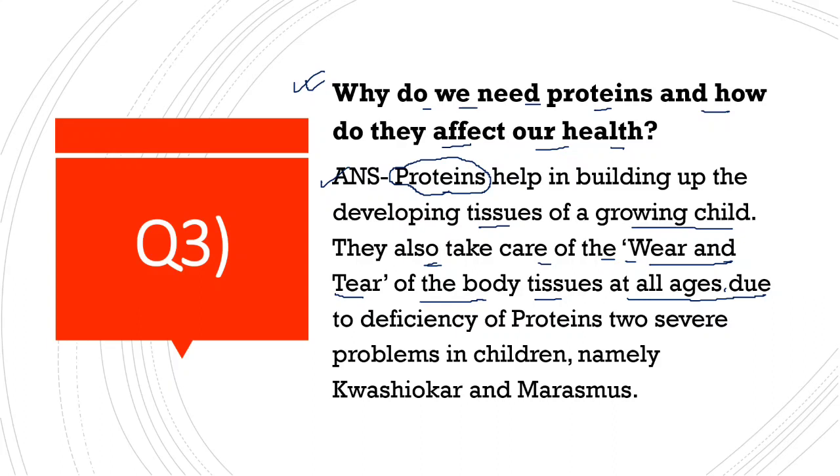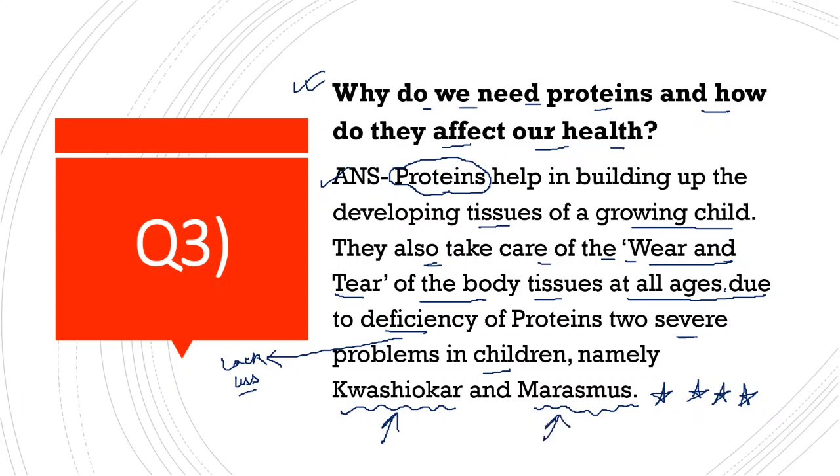Now, due to deficiency of protein, that is due to lack of protein, absence of protein or less protein, what do we find? We find two severe problems in growing children, and that is kwashiorkor and marasmus. So this is very important to mention. Why do we need protein? If we don't have protein in our diet, then we can have the diseases known as kwashiorkor and marasmus.